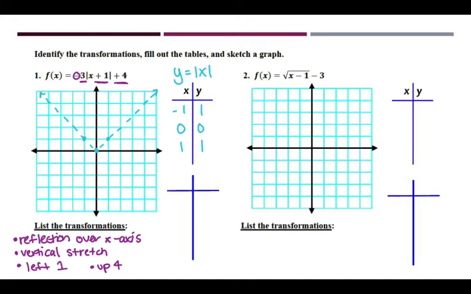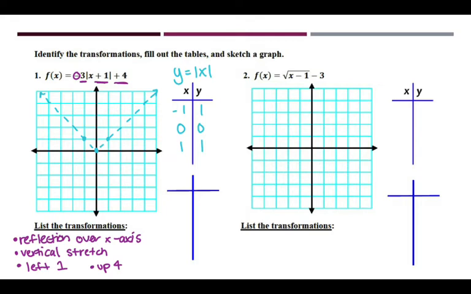Now what I like to do is create a new table of values based off of my original 3. These are my original 3 up here. And the transformations are going to give us new points to graph. That's going to show us the transformed graph. In order to do that, I do need to understand how the transformations affect specific points or specific coordinates.